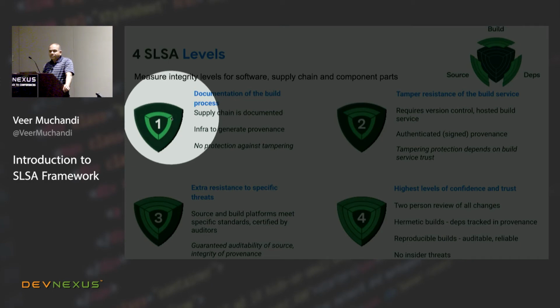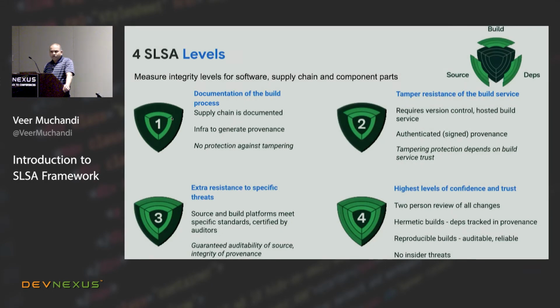In SLSA level 1, what does level 1 mean? This is the starting point. You have a documented build process. Let's say if you are in an organization, I'm not sure if there is any organization today that doesn't document the build process. So at least you are using, if not anything, an Ant script to do the build. If it is not that as well, if you are just depending on a developer to actually build their code and somehow push it to production, then you are at level 0, which is not even here, right?